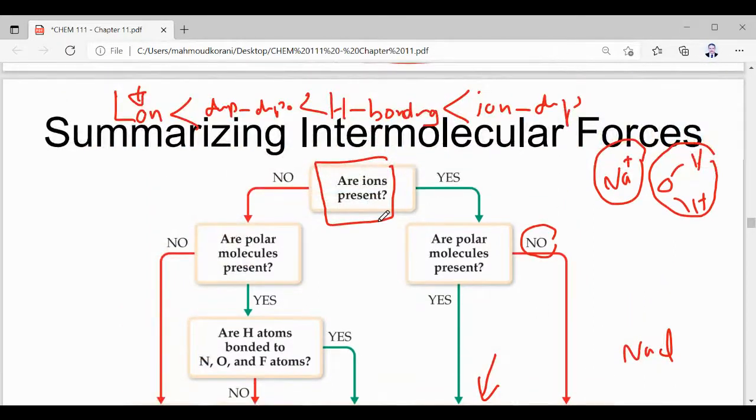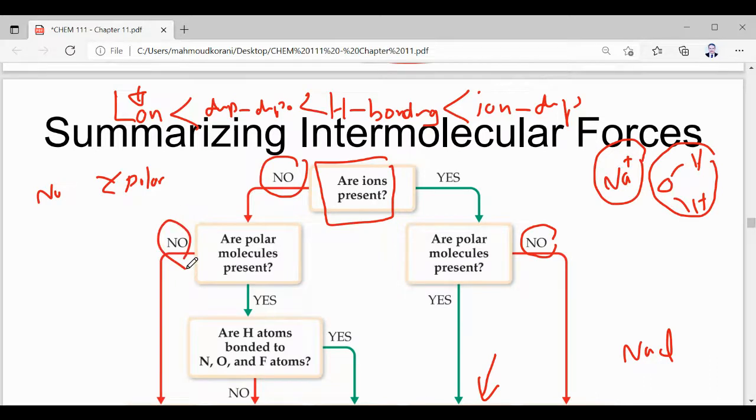Okay. So you ask yourself in the first question: are ions present? If it's yes, it could be ionic bonding or ion-dipole. Okay. If ions are not found, you have two possibilities. It could be polar or non-polar. Just ask yourself: are polar molecules present?